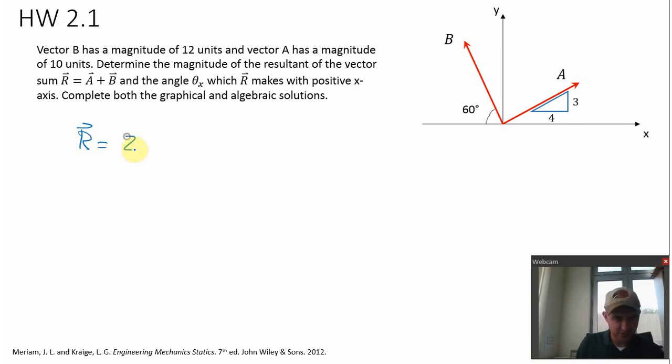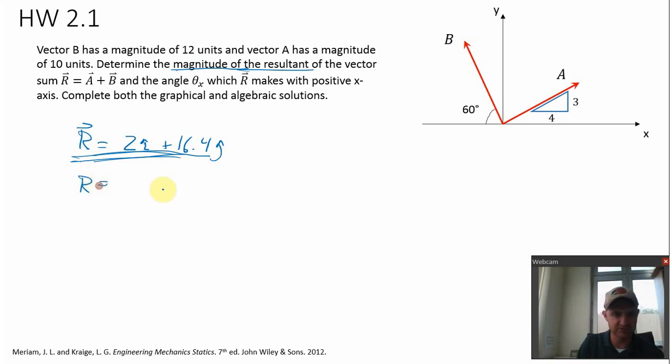You come out with 2i hat plus 16.4 j hat. But the question asks for the magnitude of the resultant vector. This is not the magnitude, this is the vector R in component form.